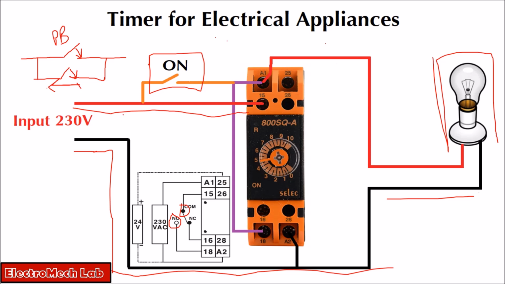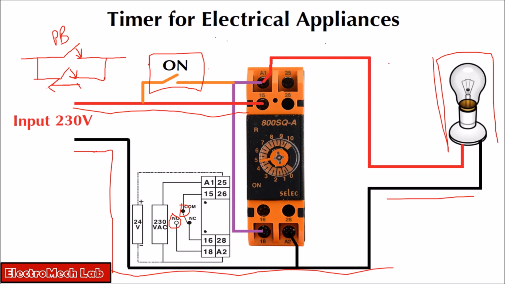So this is the circuit diagram. You can say connection diagram. Very easy. In the circuit you can see I am using only two components: one is the push button and the other is our timer, the main timer. And the third is this load. So this load can be different. In our case, this is a bulb.